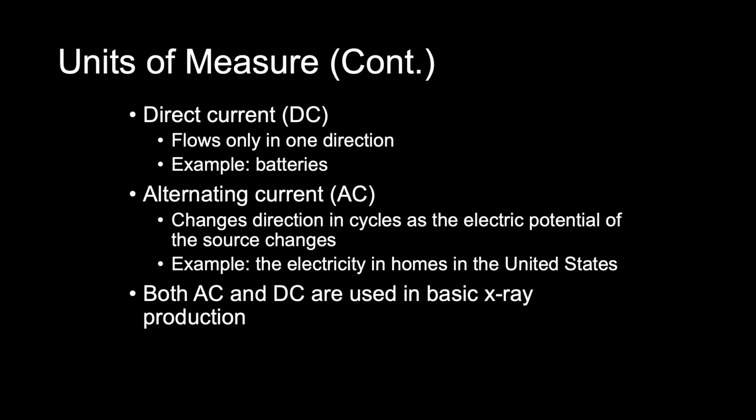AC is called alternating current, so it's constantly alternating. In the United States, the electricity that flows into homes alternates at 60 cycles per second, and this is expressed as a frequency of 60 hertz. Both AC and DC are used in the basic X-ray production.